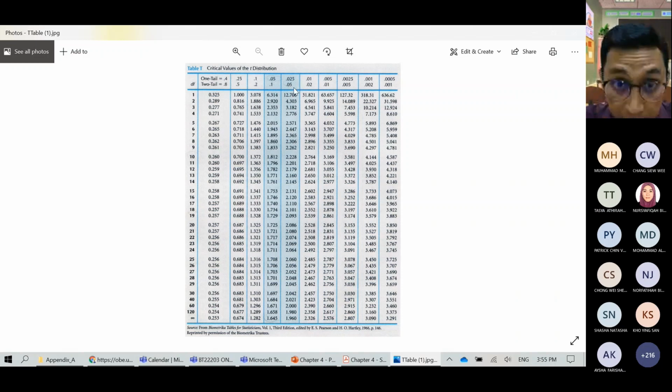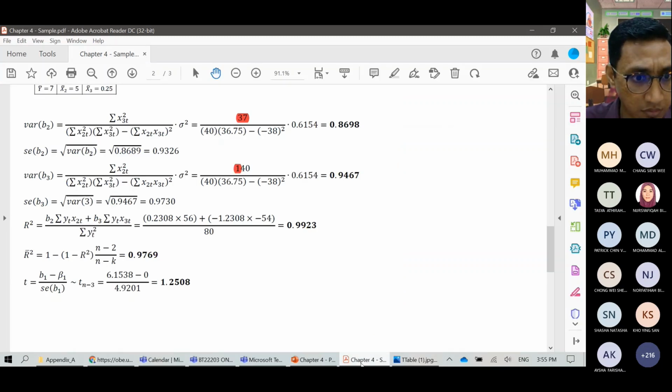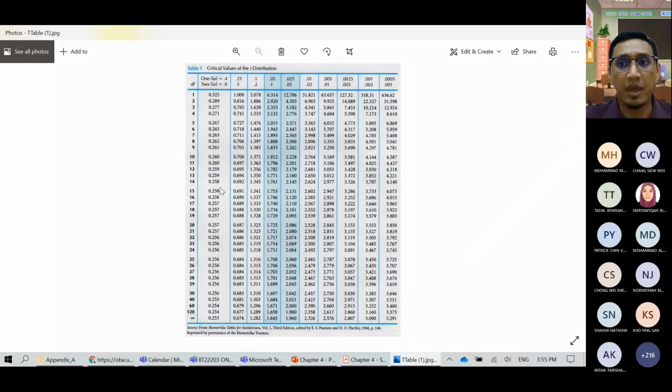Okay, 5% significance level, we are conducting a two-tailed test, and our degrees of freedom is equal to n minus 3, n minus the number of regressors. N is 4 because we have 4 observations, minus 3, and then our degrees of freedom is equal to 1. So, 1 degree of freedom, 5% significance level, two-tailed test.